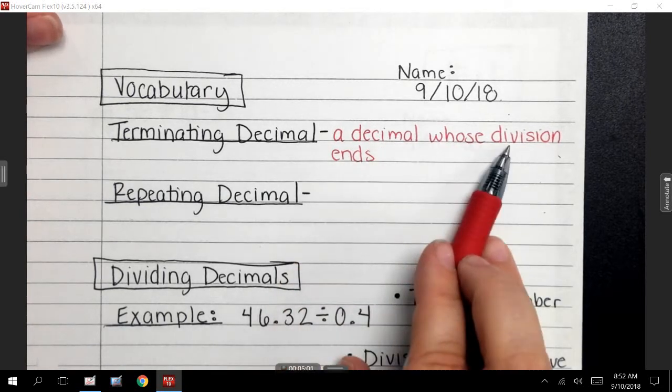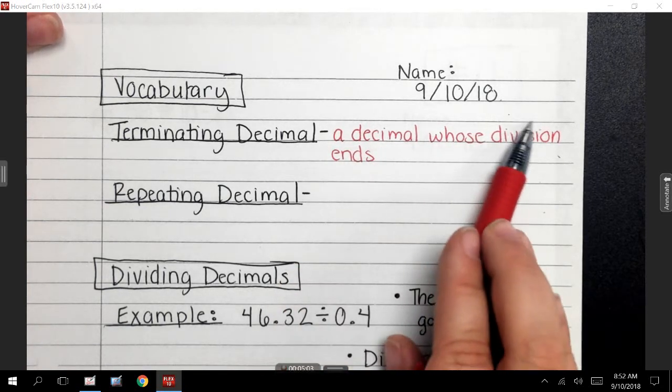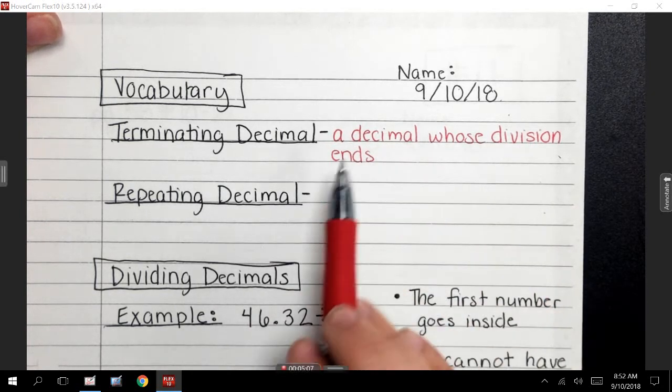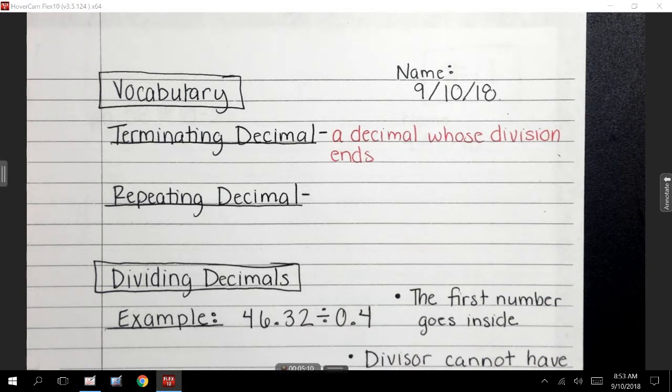All right, so a decimal whose division ends. Now, guys, we're specifically adding this when we talk about division because a terminating decimal happens when that division stops. The reason that it's specific to division is because every single number that you add, can you add numbers that go on forever and ever? No, because you'd be adding forever and ever. So any number that you're adding is terminating. Any number that you're subtracting is terminating. Any number that you're multiplying is terminating because they're already going to stop.